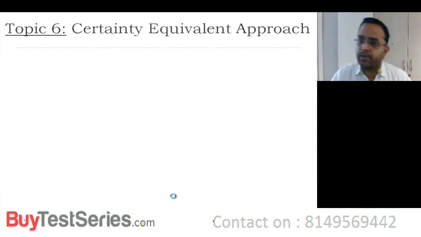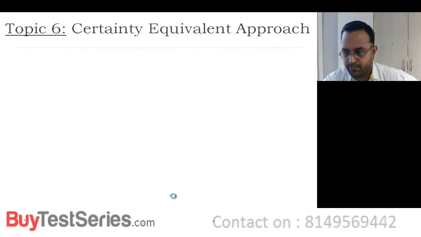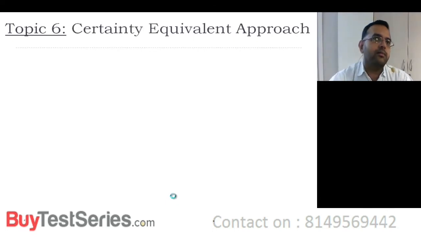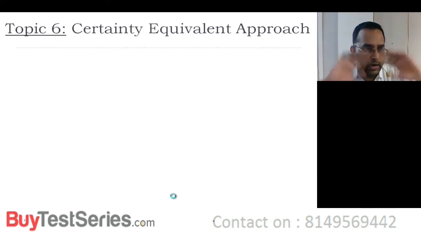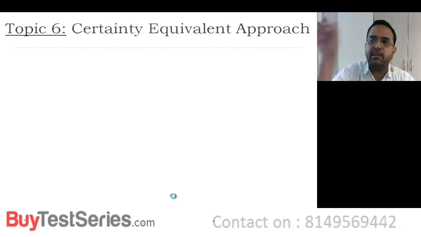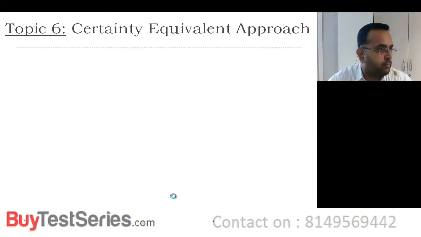Topic 6. Please make a note. Certainty equivalent approach. If you remember initial classes, we discussed nominal discount rate, real discount rate, and inflation rate, correct? Can you equate that? We said real discount rate plus inflation rate is equivalent to nominal discount rate. Mathematically speaking, 1 plus nominal discount rate is equivalent to 1 plus real discount rate into 1 plus inflation rate.